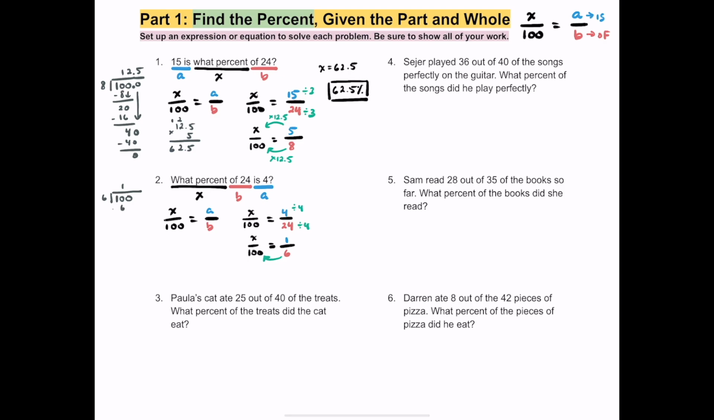1 times 6 is 6, subtract, that's 4, carry down the 0. It's going to be 6 times 6 is 36, subtract, that's another 4. We have a remainder, so we do decimal 0. It's another 40, so this is going to be 6 going on forever, right? You see that repetition, so it's going to be a repeater. So we can just go ahead and write that 6 times 16.6 repeater is going to get us 100.